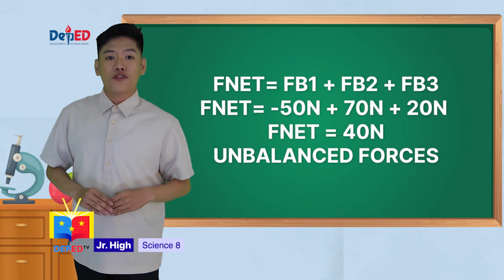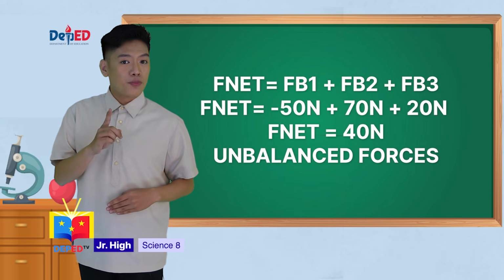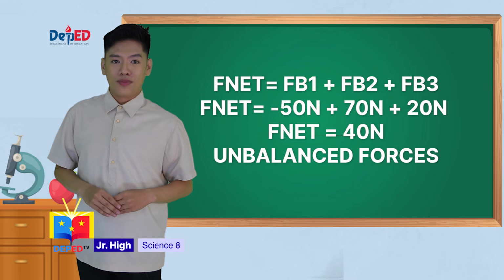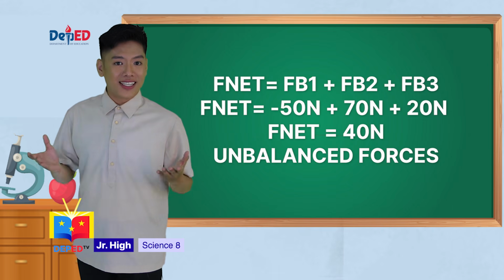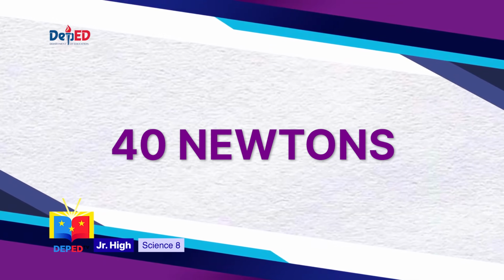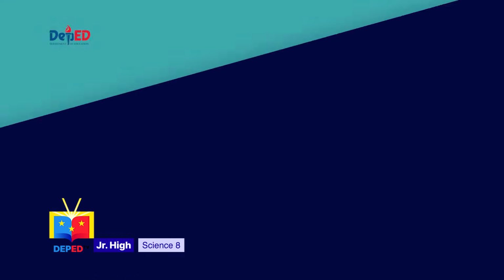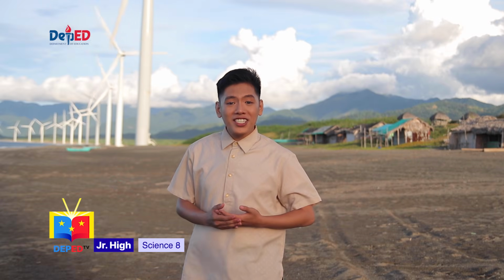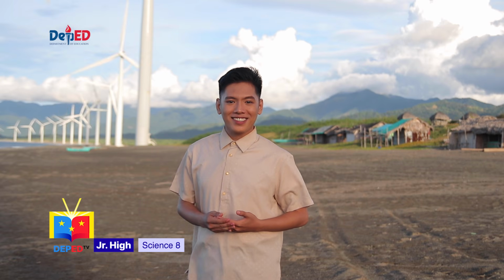You might be quite confused with the two boys pulling from the right side, but the process is still the same. You just need to remember the proper usage of the signs and add them. So the correct answer is 40 newtons. You really did great in our discussion today. That ends our lesson on forces.